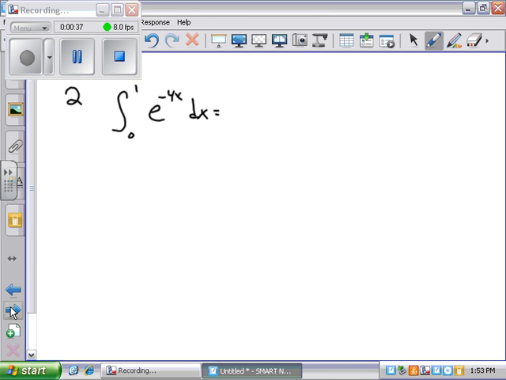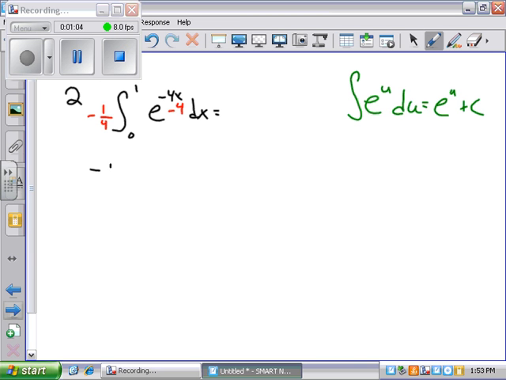Second one, you got to take definite integrals, so you got to get the antiderivative first. What do you need if you want to take the antiderivative of e to the u? You, of course, need the du, and then you will get e to the u plus c. All right, so what do we need in this case? We need a -4, -1/4.